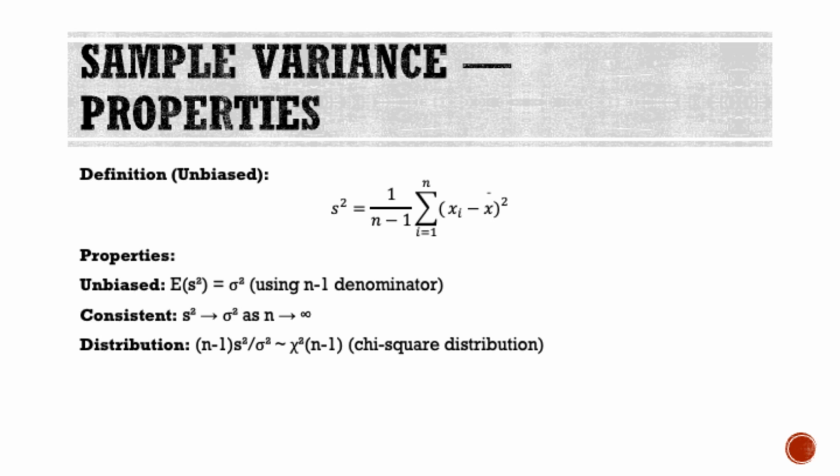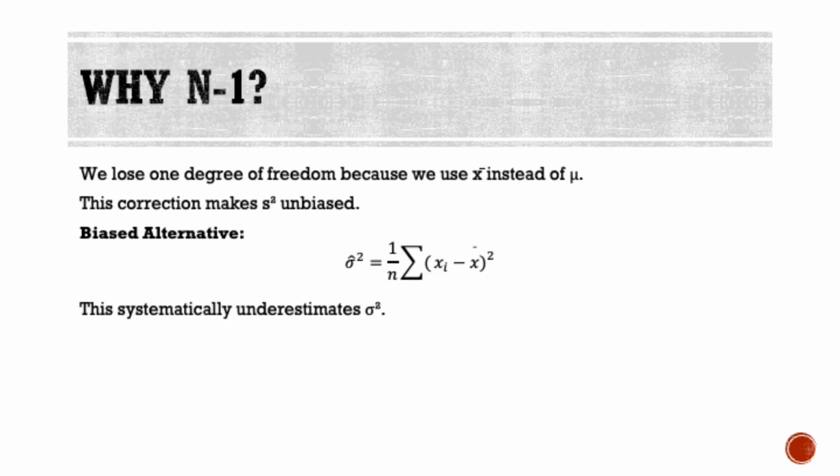Third, the distribution of s squared is related to the chi-squared distribution. We lose 1 degree of freedom because we use the sample mean instead of the population mean. This correction makes s squared unbiased. The biased alternative with denominator n systematically underestimates the population variance. The bias is particularly noticeable for small samples.